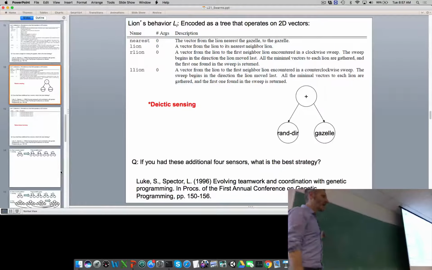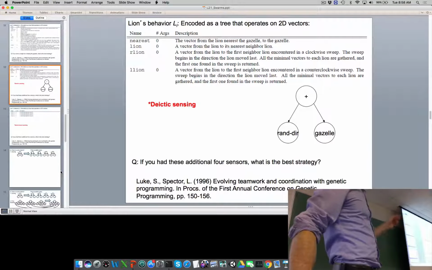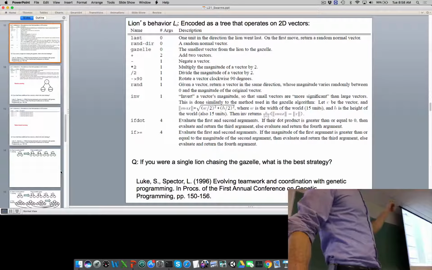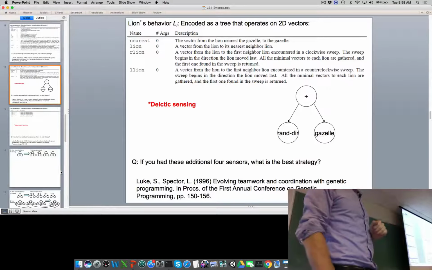Another member of the pride, another lion that executes exactly the same controller, will have a different vector because there will be some other lion that is to its right. So deictic sensing is basically relative sensing, right? Who's on my right? Who's on my left? Which of the members of my team are immediately in front of me or behind me or closest to the gazelle or so on? Which pack of lions do you think did better? The lions evolved with these controllers or the lions evolved with this set of operations plus these sensors?